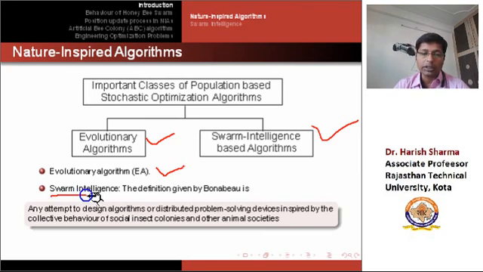While in swarm intelligence based algorithms, the individuals update their positions to reach the global optima. The definition of swarm intelligence is: any attempt to design algorithms or distributed problem-solving devices inspired by the collective behavior of social insect colonies and other animal societies. So basically, in this lecture, we have discussed a brief introduction to nature-inspired algorithms.